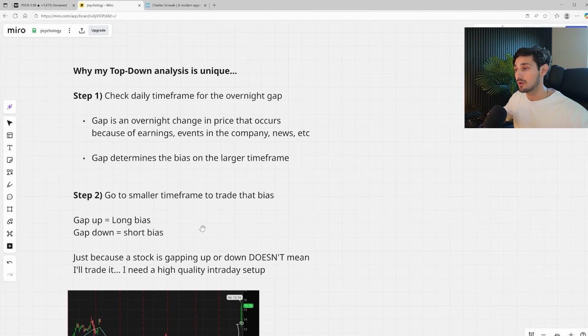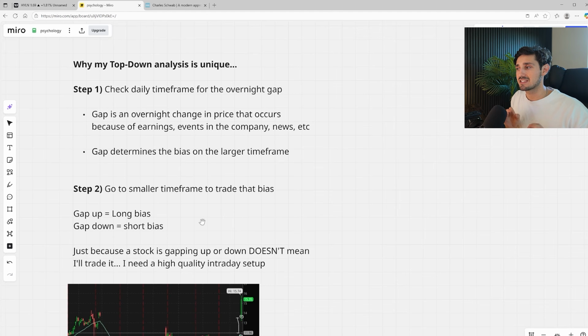And if it's gapping down, I want to look to go short. Now, something that I really need to emphasize here is just because a stock is gapping up, opening in price to the upside, or gapping down, has an overnight change in price to the downside, it doesn't mean I'm going to trade it. Because every single morning, there are some mornings where you'll see 100 gaps or 50 gaps or 200 gaps. I'm not going to be trading every single one of those stocks, right? Just because it's gapping doesn't mean I'm going to trade it.